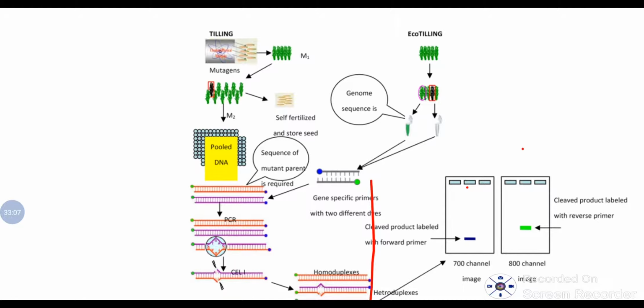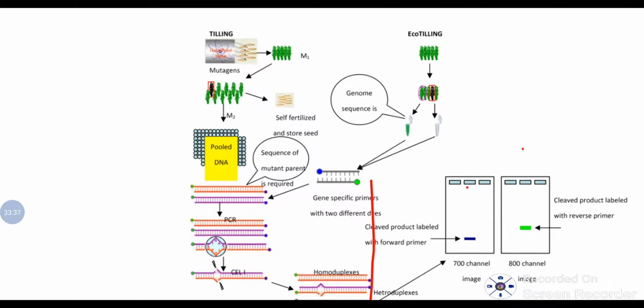But what happens in case of ecoTILLING? Here a natural population is taken. Then that population is carried forward, that means the plants are taken from there. We go for phenotypic observations. Wherever mutant kind of plants are observed or some kind of variation is present, we take those plants, go for pooling that particular DNA, then go for sequencing.